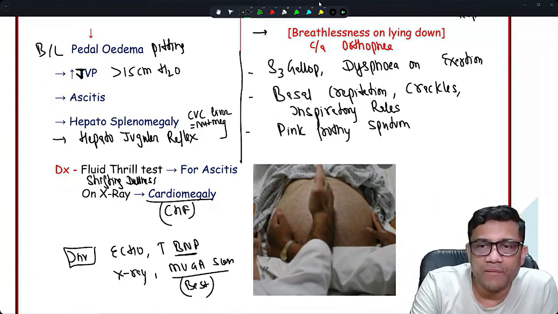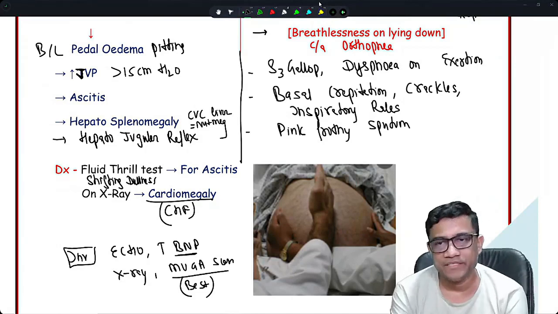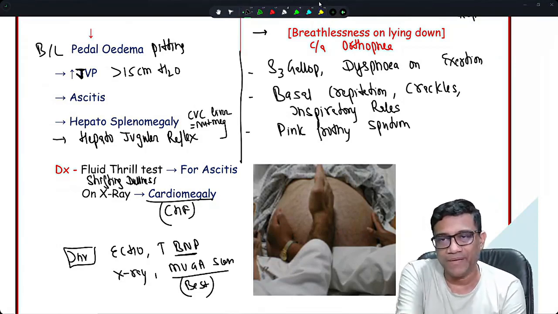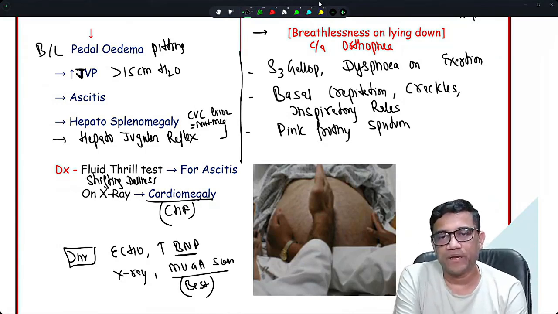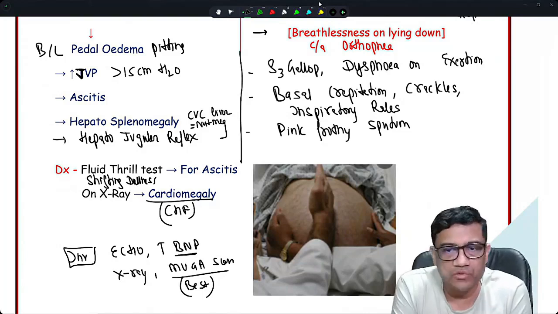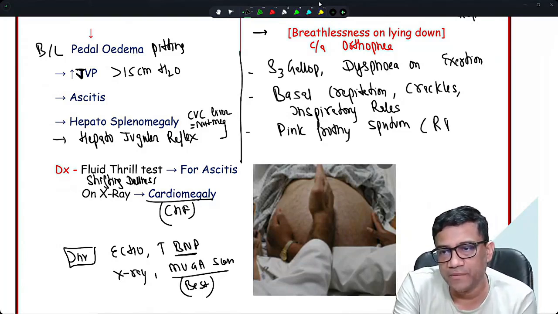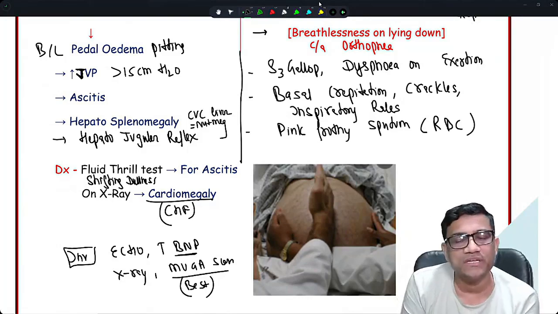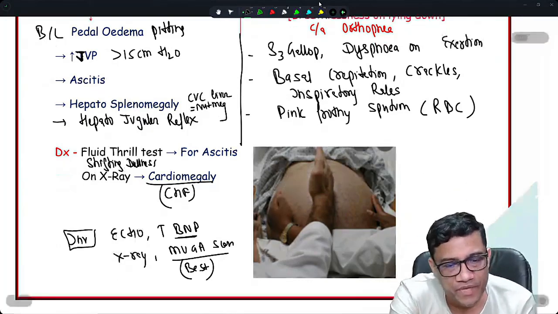Plus also there are basal crepitations, the bubbling sound at the base. Sometimes it could be louder, called crackles. When he inspires, this causes air-fluid mixing that causes the rales, and also pink frothy sputum, because of RBCs in the sputum. So all these are findings of pulmonary changes in left heart failure.